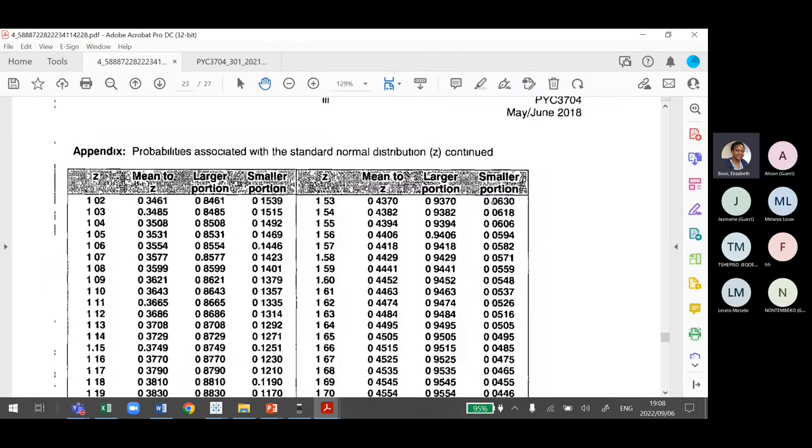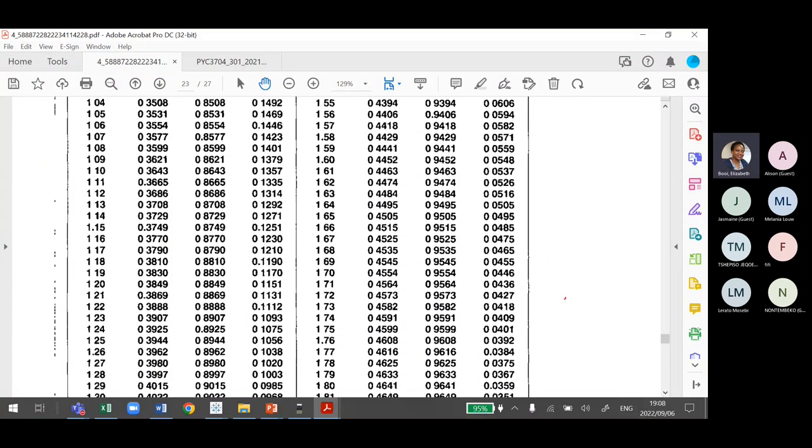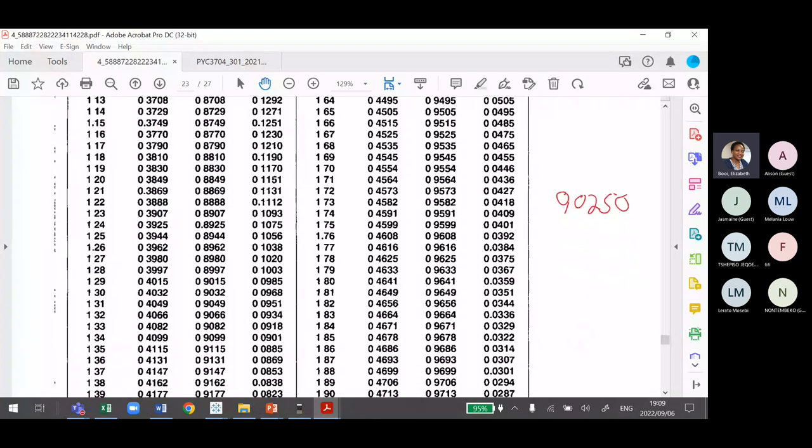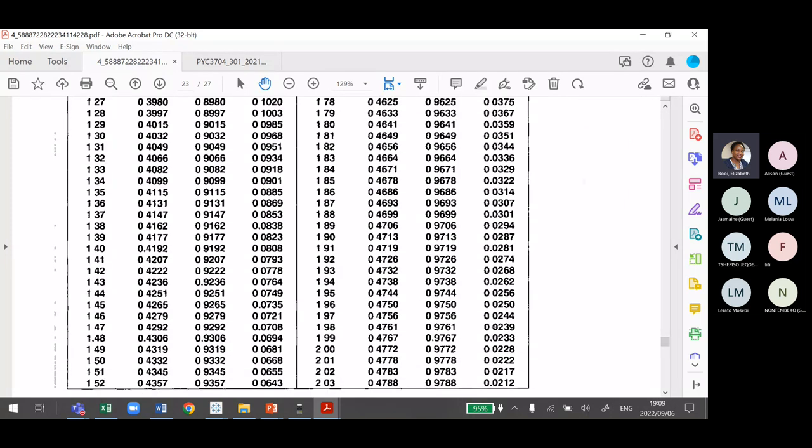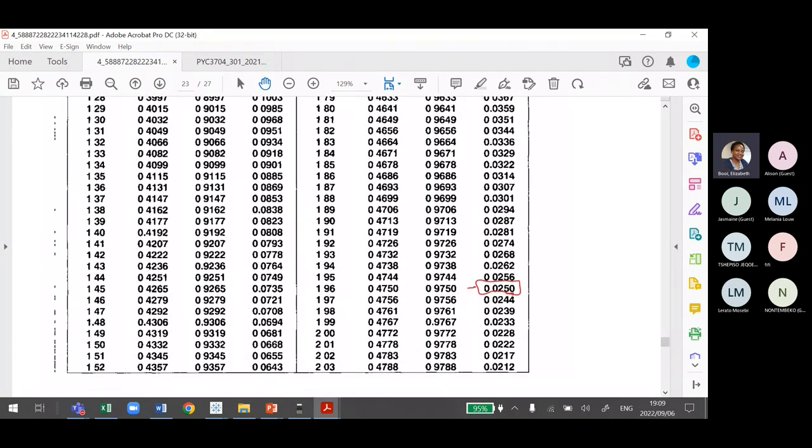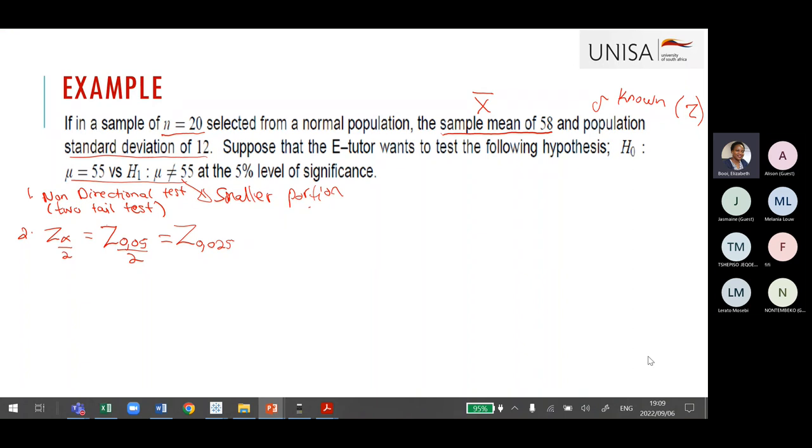So on this smaller portion, we're looking for 0.025. There are four decimals, so I'm going to put a zero at the end. If you look at that and go out to the Z value, this is what the critical value is. So it's 1.96. That is our Z value, 1.96. Then I have already defined my region of rejection, which is 1.96 on this side and minus 1.96, because it's a two-tailed test.